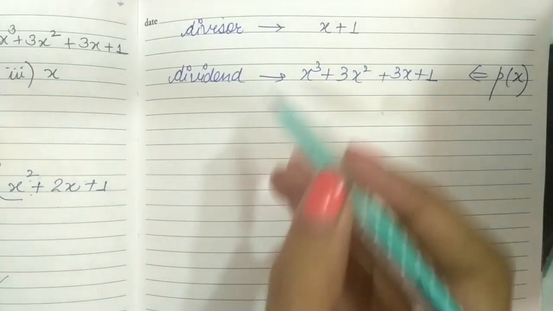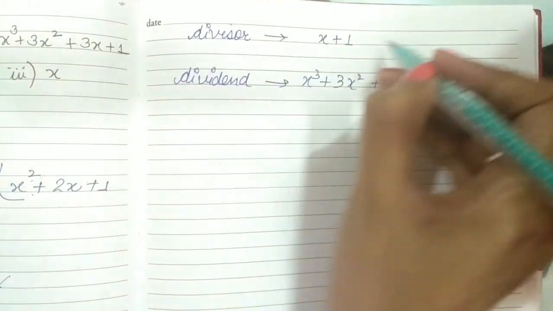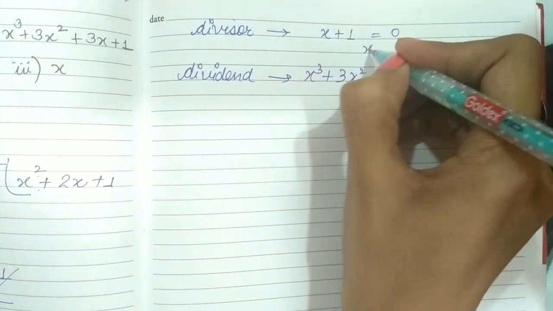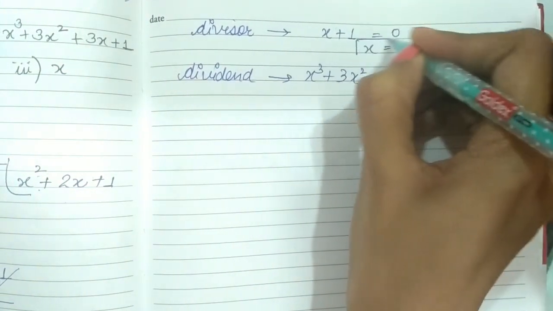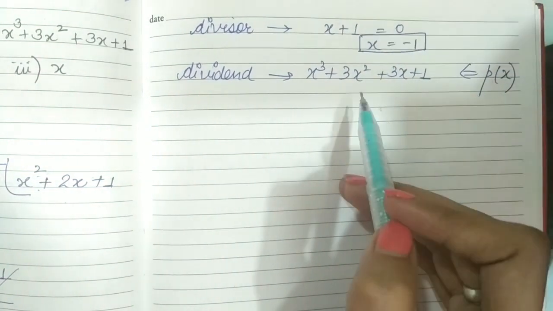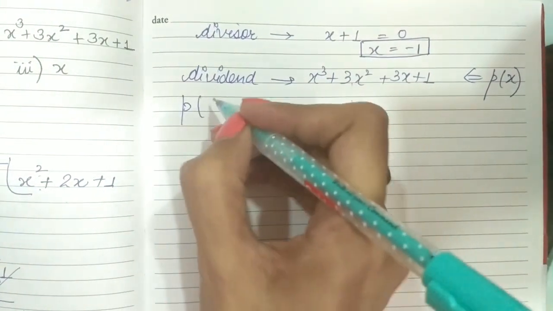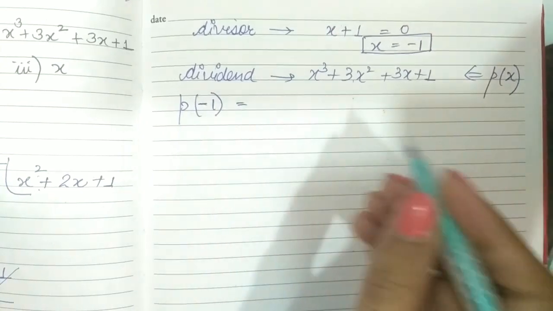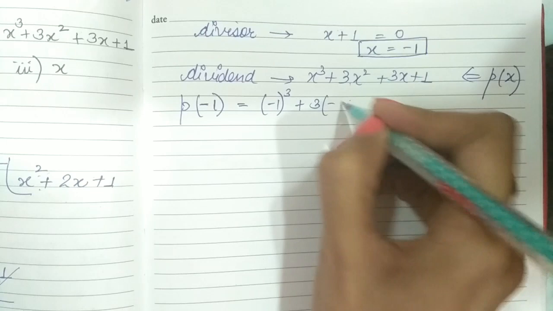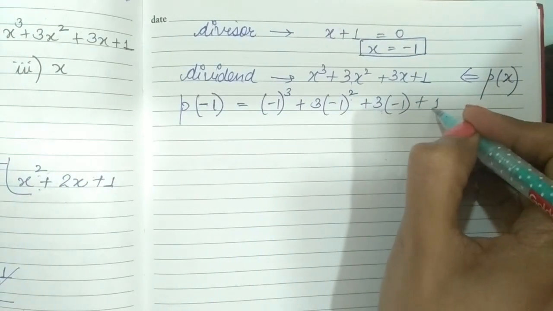First, what we have to do, we have to find the zero of the linear polynomial. The zero of this linear polynomial is, equating to 0, x equals minus 1. x equals minus 1 is the zero of the linear polynomial. Now put x equals minus 1 in the dividend. When I put minus 1 in place of x, it will become minus 1 cube plus 3 into minus 1 square plus 3 into minus 1 plus 1.